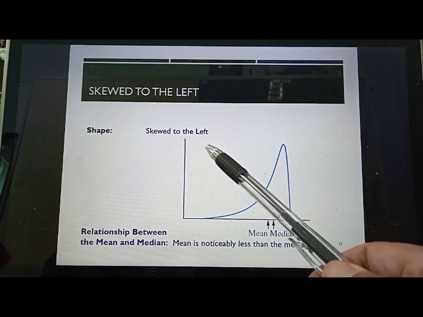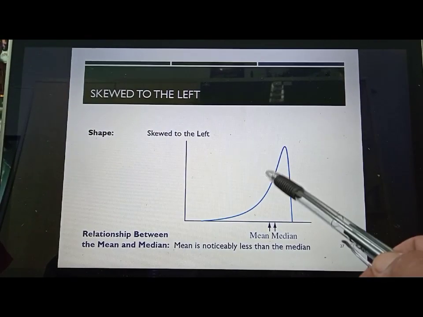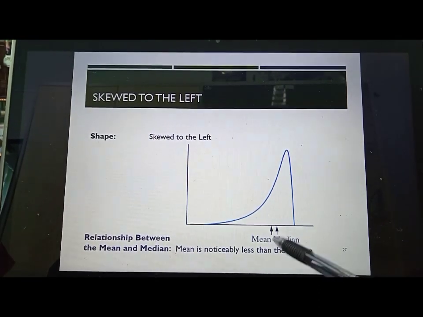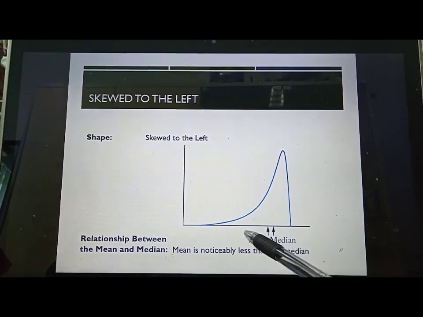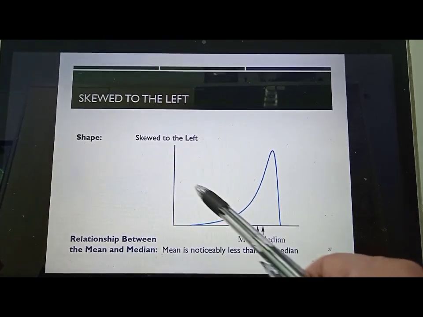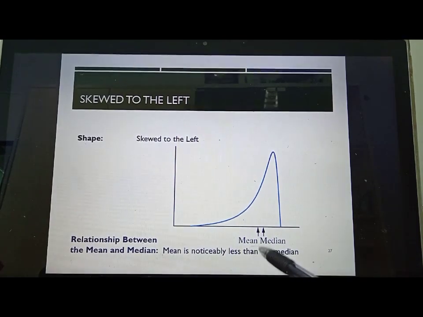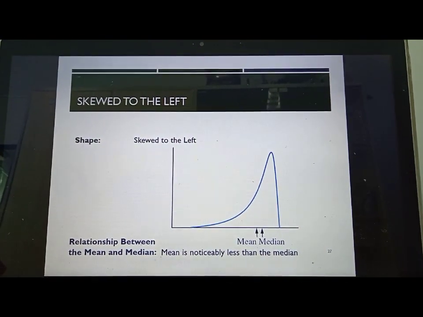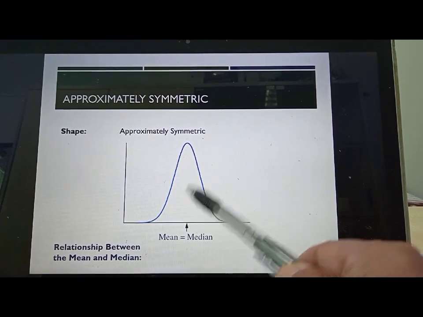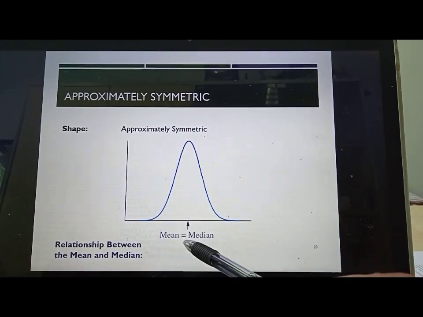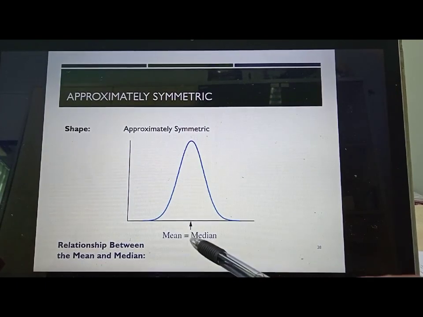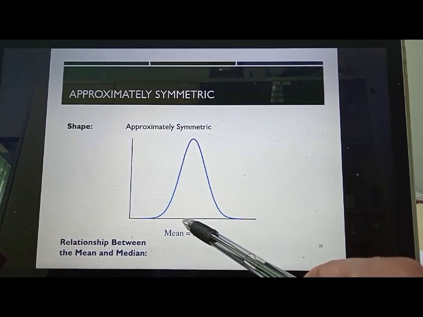Okay, for distribution which shape is skewed to the left, we can see that mean is noticeably less than median. Mean will be nearer or closer to the area where the shape of distribution is skewed to the left. So mean is less than median. Okay, for a symmetric distribution shape, we have a proportional shape of graph. Median and mean are equal. So both parameters, mean and median, are equal. They are at the center of the distribution.